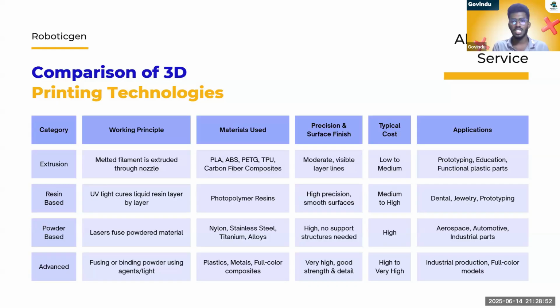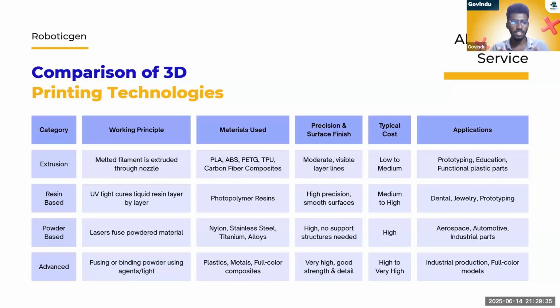And when we talk about the precision and surface finish, in extrusion 3D printing it is moderate, and you can see the layers. Most of you have seen extrusion 3D printed objects. They have small layers where the nozzle goes. And in resin based, you can get a high precision and a smooth surface. That is the main difference between extrusion and resin based.